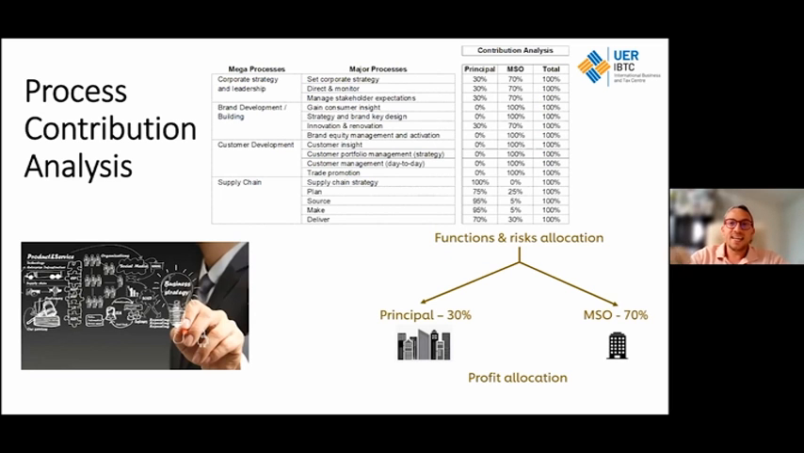Let me say that in case a process contribution analysis is not valid, because it's clear that 99% of the functions are done by the principal and only an execution role is at the end of the local MSO, it means that we probably land in a TNMM. So it's not a profit split, but a different method to calculate the remuneration that is simpler to benchmark with the real market.